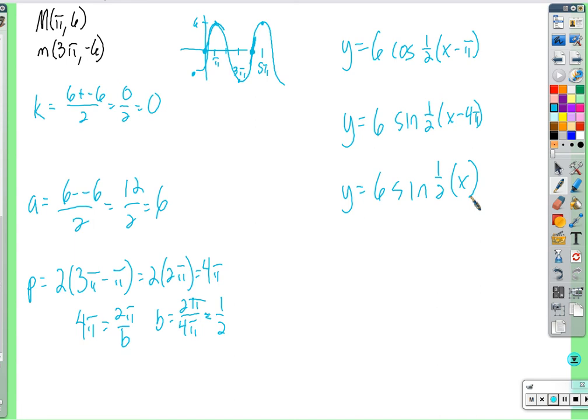We could look at this all sorts of different ways. We could put negatives in front if we wanted to. So you can just see how there's variability. There are different ways to write these equations. Okay.